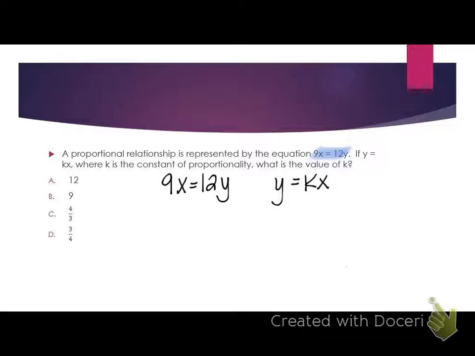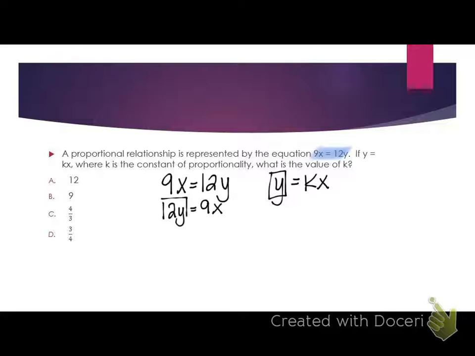As you look at these two, you should see what's similar and what's different about them. They both contain the variables y and x, but on one equation, the y is on the right side, and the other, the y is on the left side. So we can actually reverse the order of our equation, making it 12y equals 9x. We also should notice that y needs to be alone. It needs to be all by itself in order to identify what the k value is.